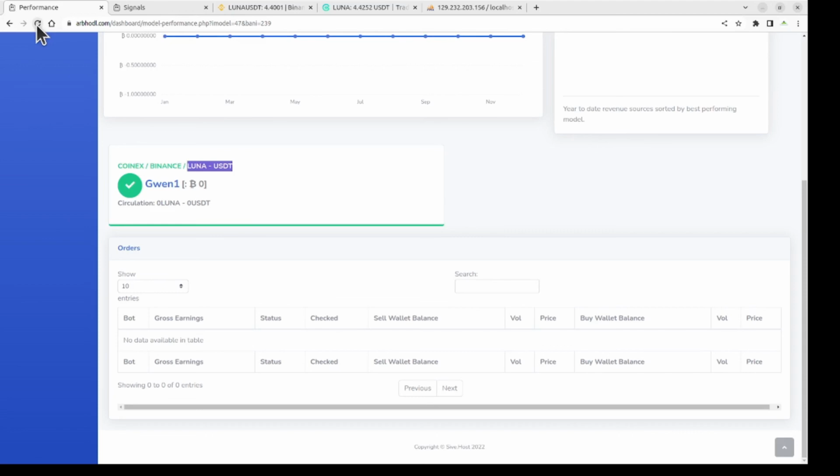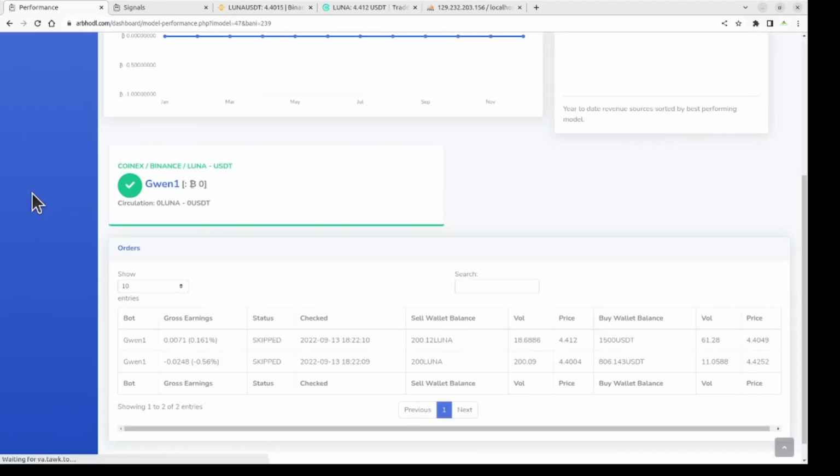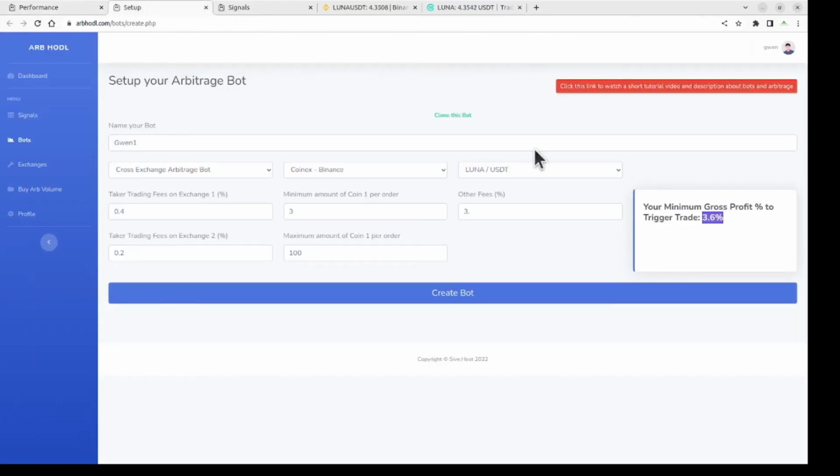Now that we canceled the fictitious orders, we go back to ArbHodl and refresh, and we can now see the data coming in. So the bot column just lists the name of the bot, and the gross earnings show the price difference in percentage, and in the actual USDT in this case. So if you subtract this amount here from this one, you get this amount here.